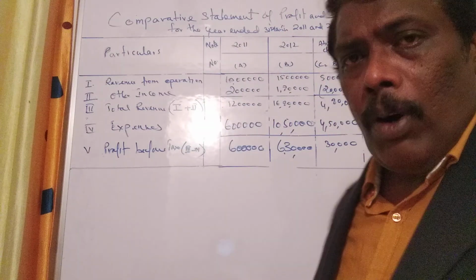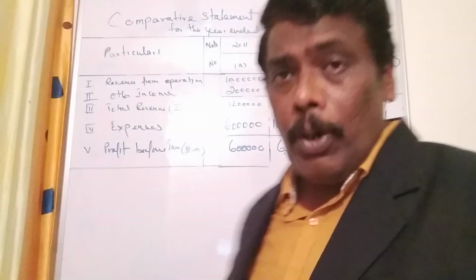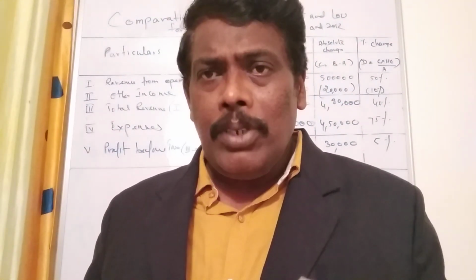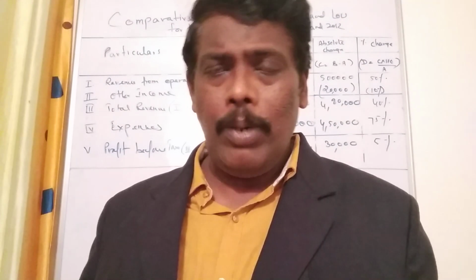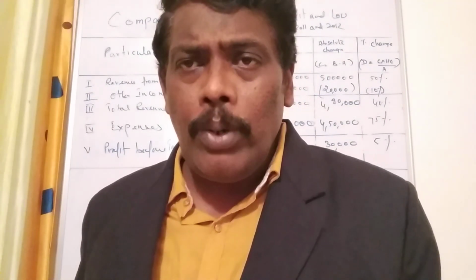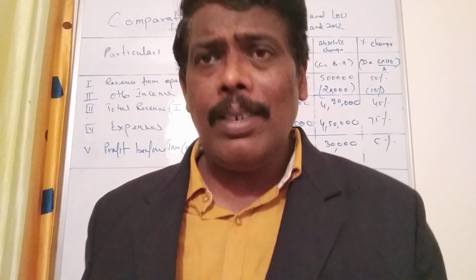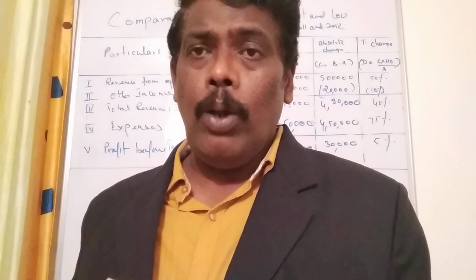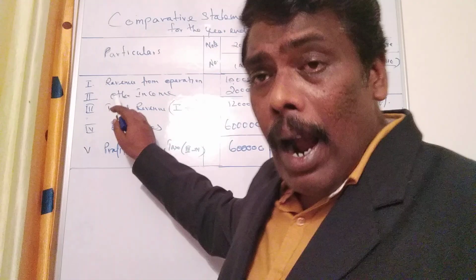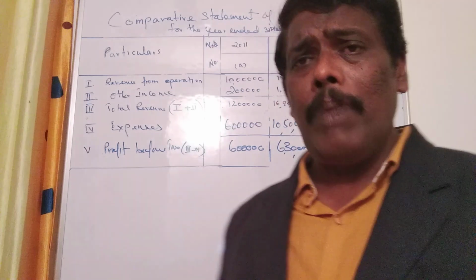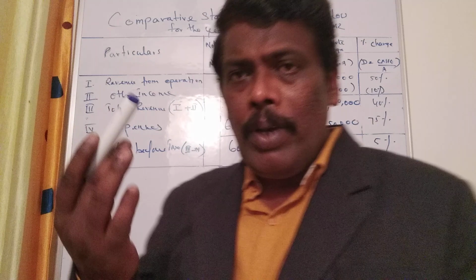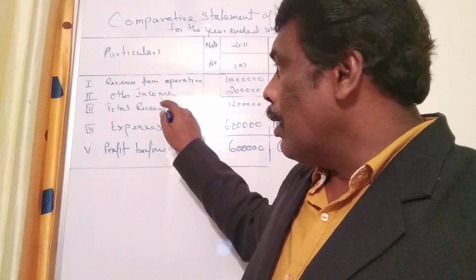First of all, we have to record the particulars items. The first item is revenue from operation. What is revenue from operation? Income generated through sales is revenue from operation. Here we are going to record the net sales. Net sales means sales minus sales return. That amount has to be recorded. Then, if any other income is there, that has to be recorded under this head.